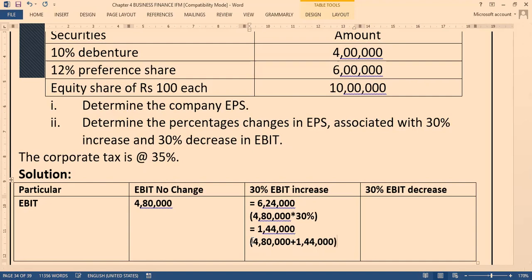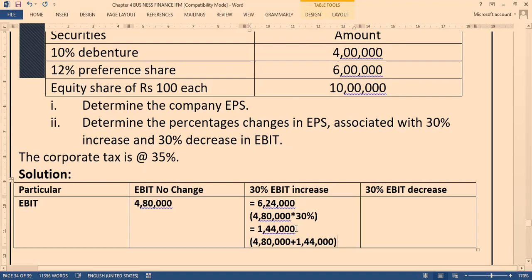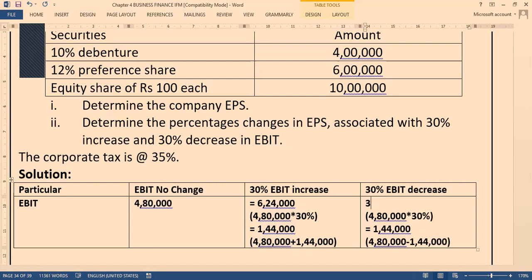Okay, this part is done, whereas here it has been decreased, so I have to put minus here. That means 4,80,000 minus 1,44,000. You'll be getting approximately 3,36,000. Okay, this is the first important thing.